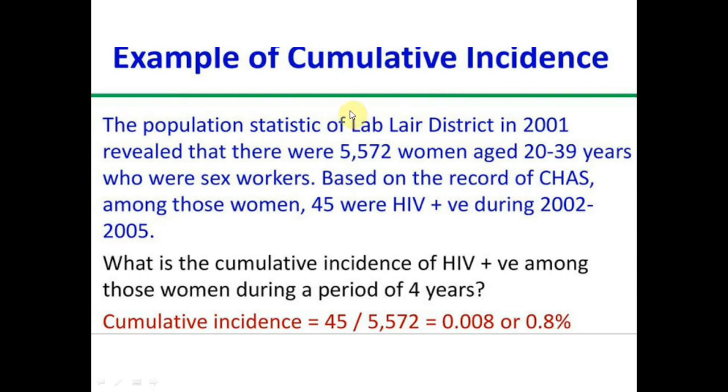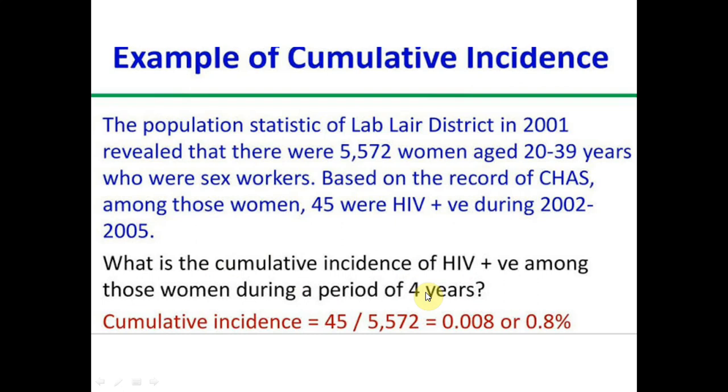The next one we will see is cumulative incidence. I have told you this is a percentage. Just an example, it's very easy. In 2001 there were 5572 women aged 20 to 39 years who were sex workers. Based on the record, 45 were HIV positive during this 4 year period, 2001 to 2005. So what is the cumulative incidence of HIV positivity during these 4 years?